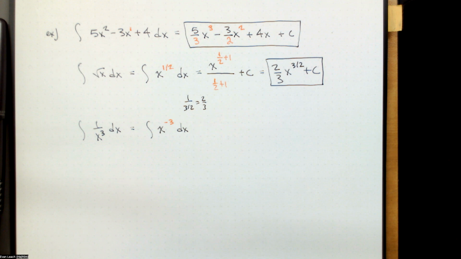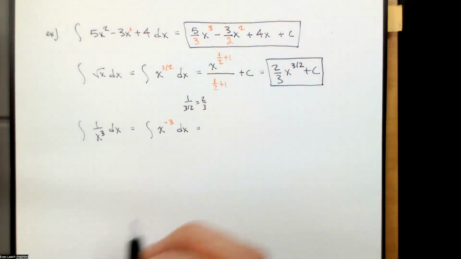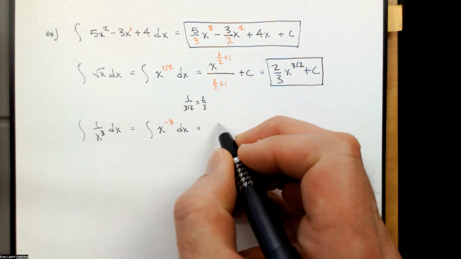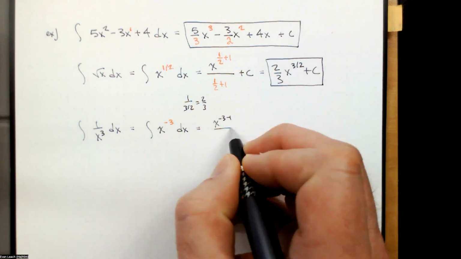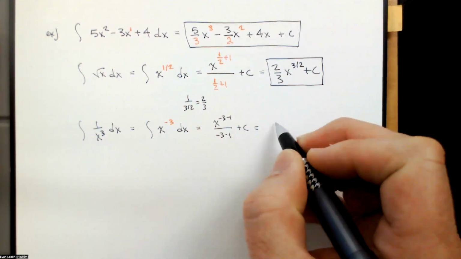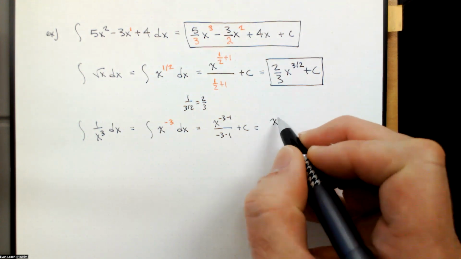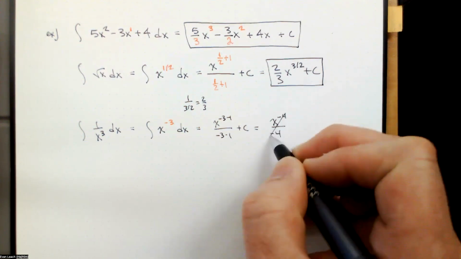Then we're going to add 1 to the exponents and divide by the new exponent. Just like with derivatives, we have to be careful because our exponent is negative now. So we're going to have x to the -3 minus 1 over -3 minus 1. So it's going to be x to the -4 over -4. That looks terrible.